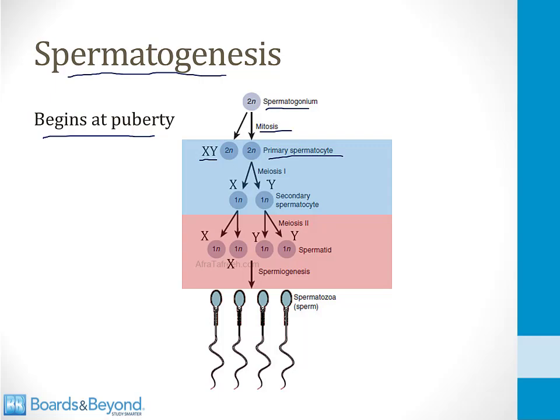The primary spermatocytes undergo meiosis 1, and they will become cells called secondary spermatocytes, which are now haploid and have only an X or a Y chromosome. Those cells will then go through meiosis 2 and they will become four spermatids, which are the cells which contain the separated sister chromatids. They are haploid cells. They contain only an X or a Y chromosome, and then those cells go through spermiogenesis and they become spermatozoa or sperm, which can then go on to fertilize the egg.